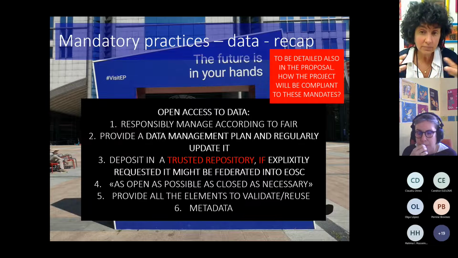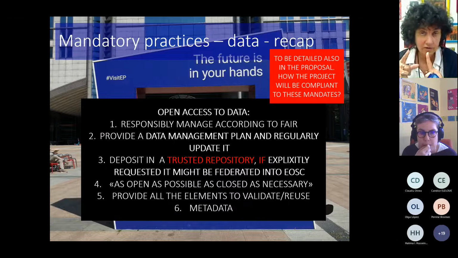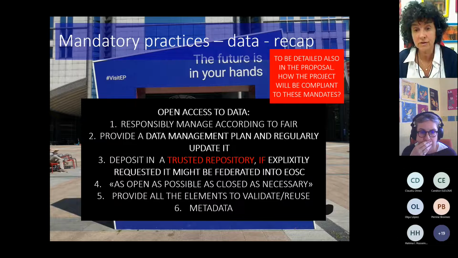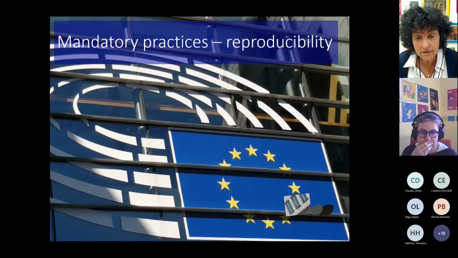Again, all these practices are to be detailed also in the proposal. How the project will be compliant with these mandates, and there is one page in the methodology excellence. There is one page in which you have to provide information about the mandatory practices for publications and for data, and the recommended practices. Then mandatory practices on reproducibility.